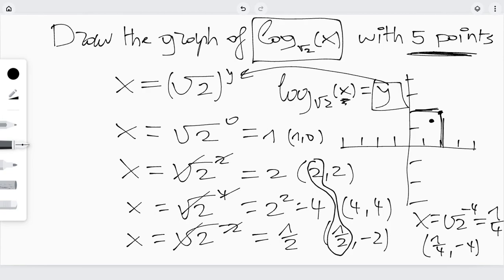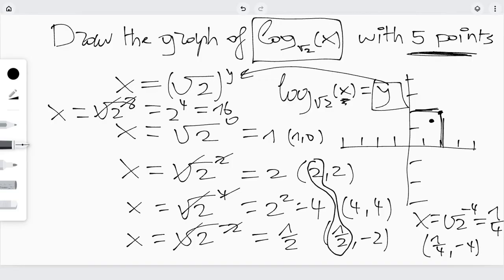A half is pretty easy to graph. A fourth might not be so great. So maybe we see what happens when we do square root of 2 to the 8th. So this drops, so we have 2 to the 4th, which is 16. Maybe that's better if the grid is big enough. But it just depends on the grid you get.